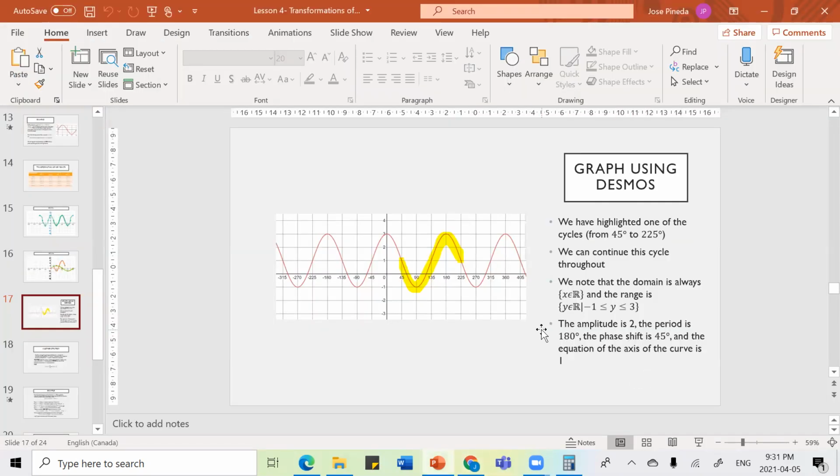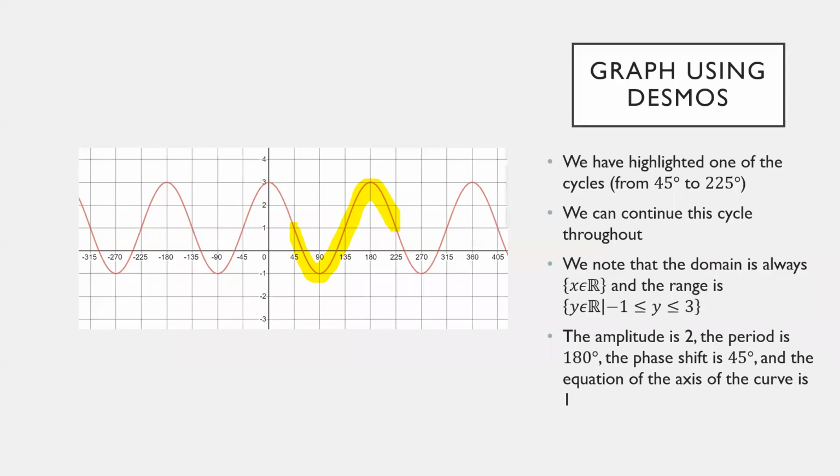The amplitude, what about the amplitude? Well, let's go back to our graph here. We can see that the equation of the axis of the curve, I always like to start with that one. It makes more sense to me. The equation of the axis of the curve is the horizontal line right in the middle, kind of splits it in half there. And we can see here that that would be +1. And the amplitude is simply the distance from the equation of the axis of the curve to the maximum, and the distance from the equation of the axis of the curve to the minimum. And we can see here that that is 2.